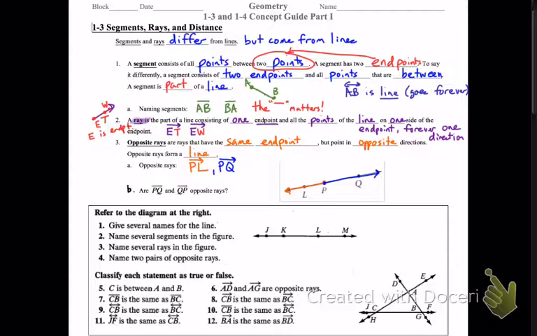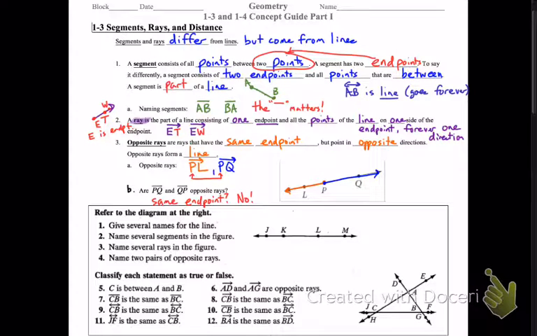Okay? So the question down here: are rays PQ and QP opposite rays? Well, they're named using the same letters. It's kind of like segment AB and BA, line AB, BA. Are these the same? The answer is, do they have the same endpoint? Nope. In order to be opposite rays, the endpoints have to be the same. So this is ray PQ, P is the endpoint. This is ray QP, Q is the endpoint. They do go in opposite directions, but they don't have the same endpoint. They are not opposite rays.